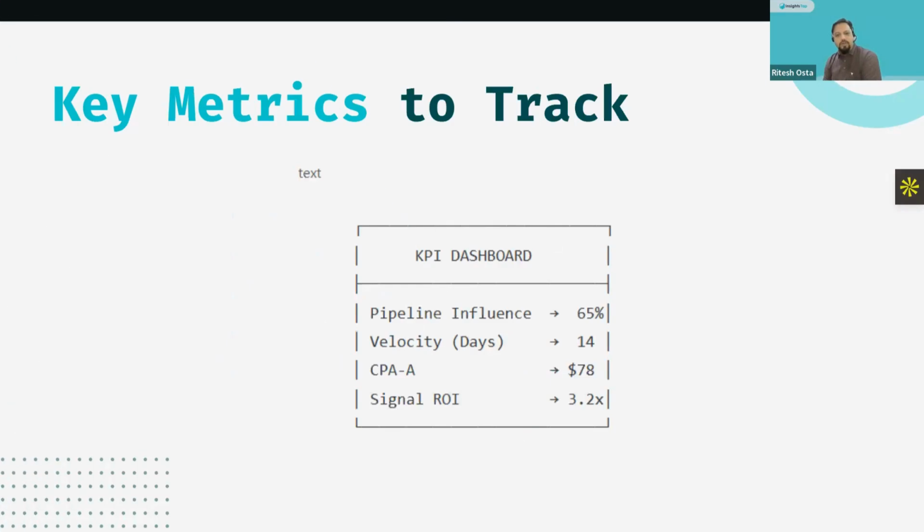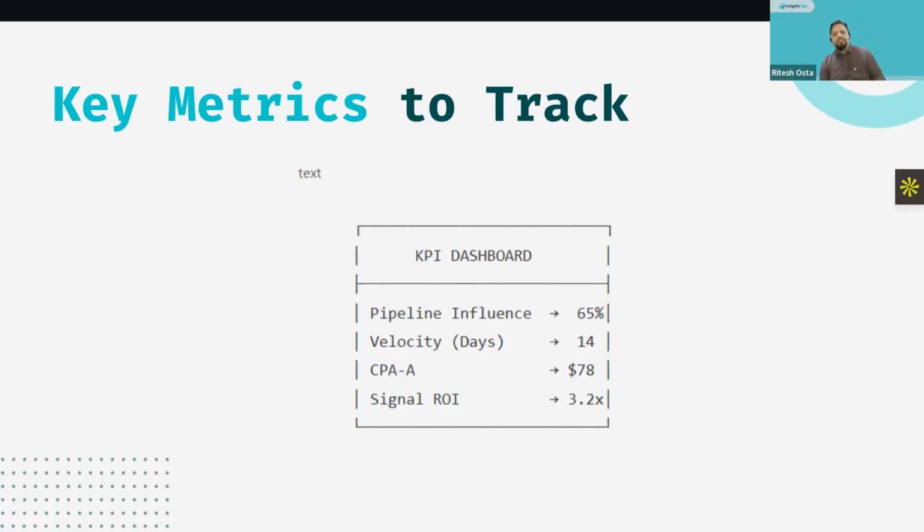That's typically how the dashboard looks. Pipeline influenced, velocity, reduced CPA, what is the spend, and signal ROI, right? This is how a unified dashboard will look. Once you reach there, it takes a little bit of time. It doesn't happen overnight, especially for large companies, but it's totally worth it.